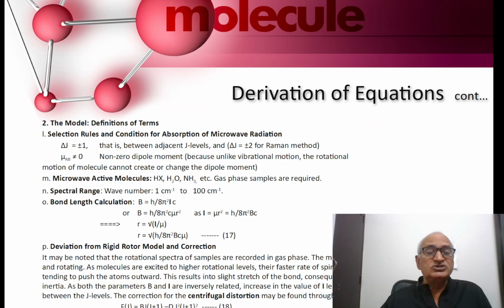The corrected equation is F(J) equal to BJ(J plus 1) minus D_J J square (J plus 1) whole square. Here D is called the distortion constant, and this is related to the vibrational wave number. By the equation number 19 given here, D_J equal to 4B cube divided by v square, where v is the wave number.